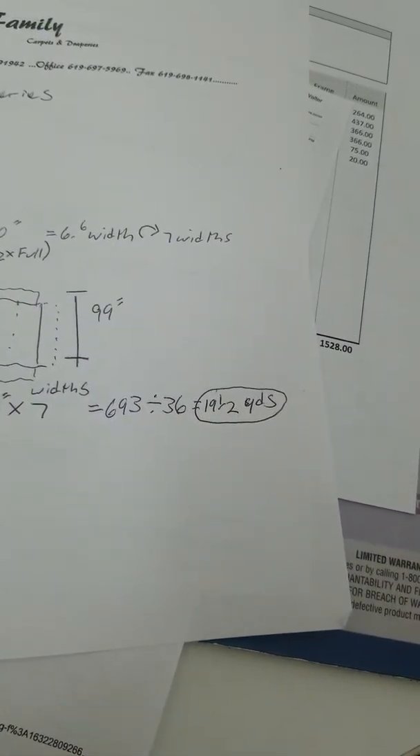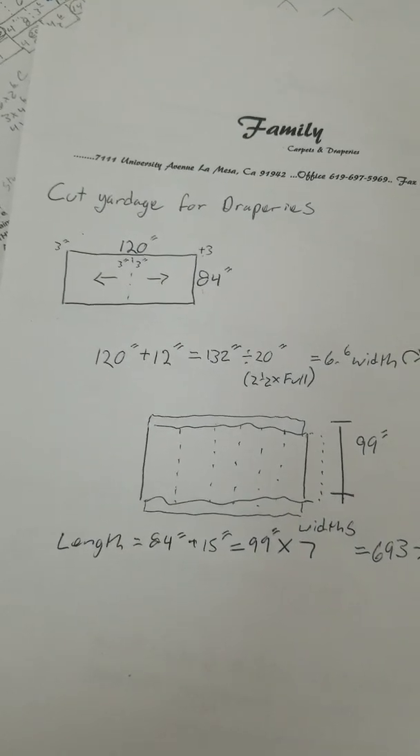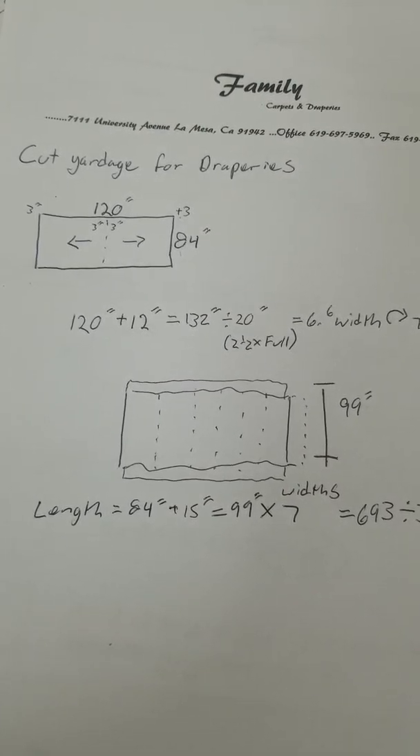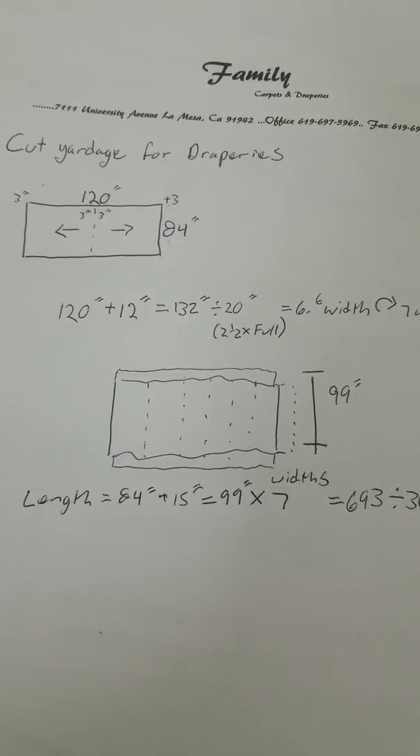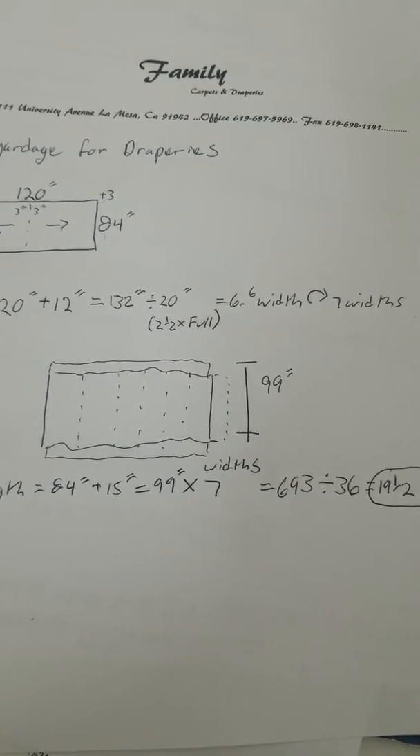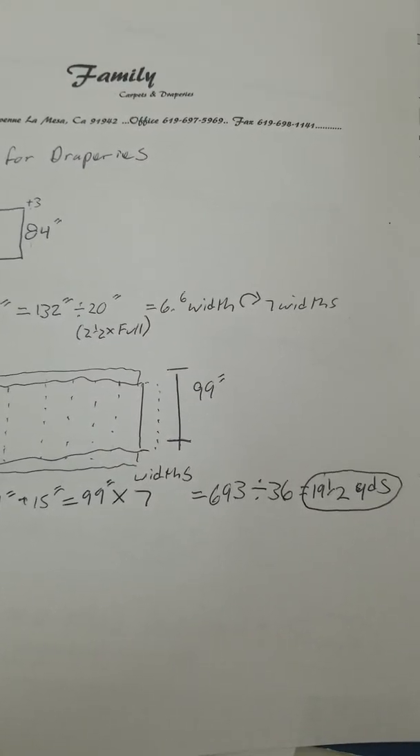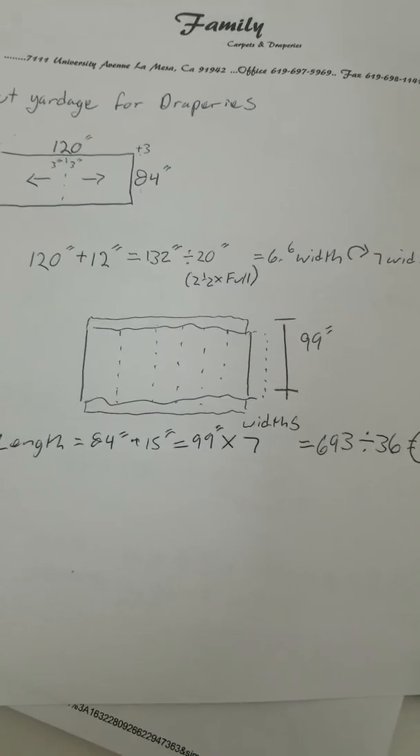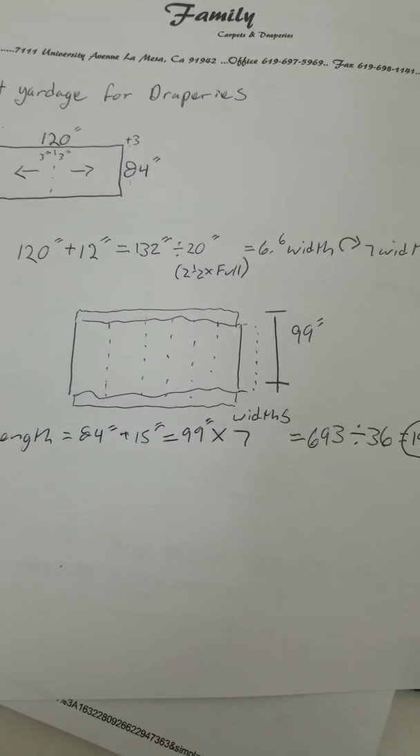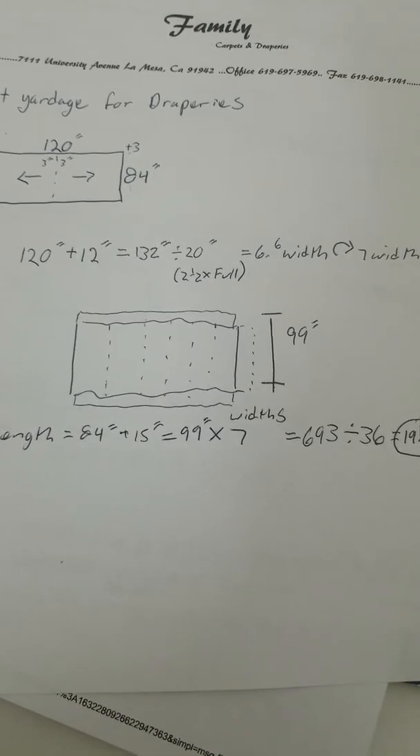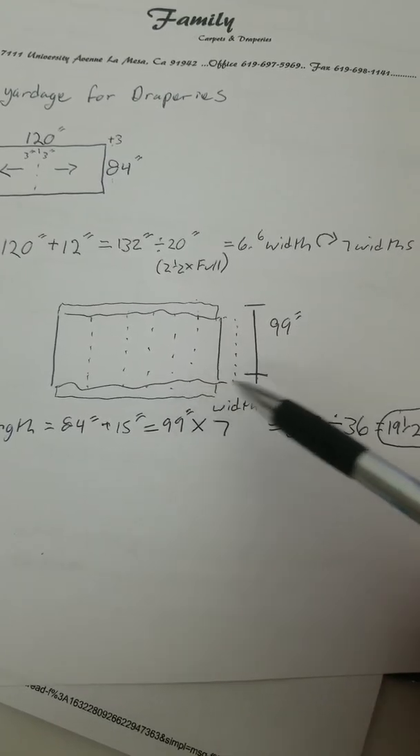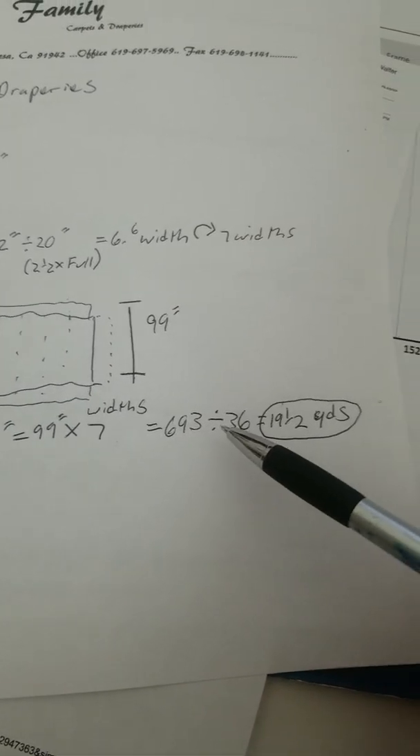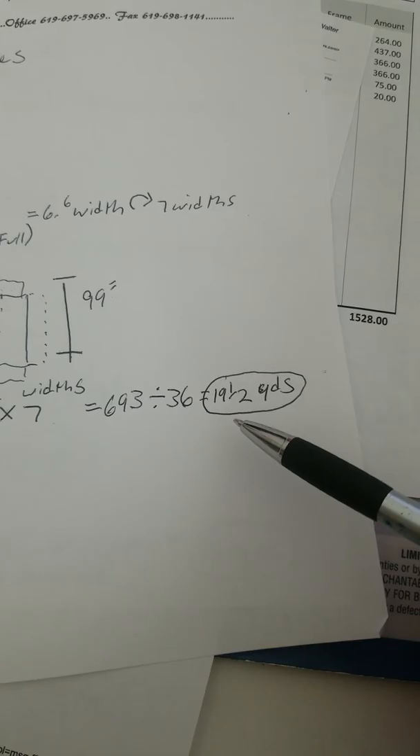Now that's a simple calculation for the most part. If you walk through this, you have 120 by 84. You add the returns and the hems on both sides on the width. So 120 plus 12 in this case, if it's a split. Then you divide that by 20 to get the amount of widths, which is 6.6. We're going to round that up to 7 widths because that's what we're going to need to buy. Then we take the length and take 84 plus 15 inches if it's a lined drapery, because we still need the upper top portion and the bottom portion. So you times 99 times 7. That gives you 693. We're going to divide that by 36. You're going to get 19 and a half yards. Simple calculation.